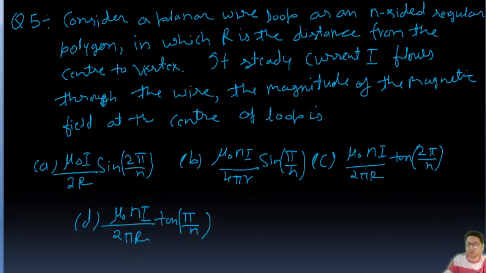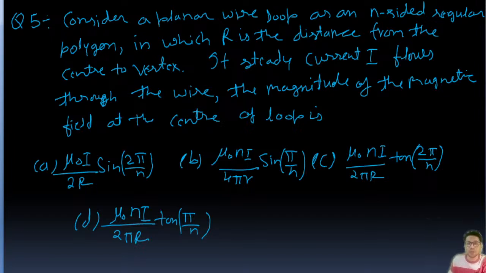So the question is, consider a planar wire loop as an n-sided regular polygon, in which r is the distance from the center to vertex. If a steady current I flows through the wire, the magnitude of magnetic field at the center of loop is, so you need to find the magnitude at the center of the n-sided polygon.